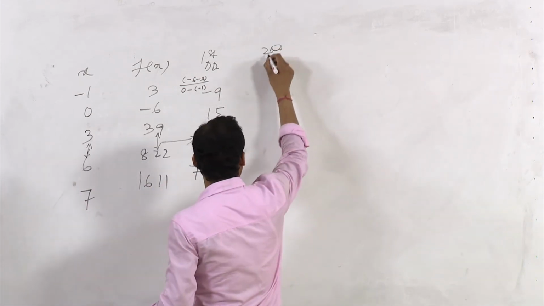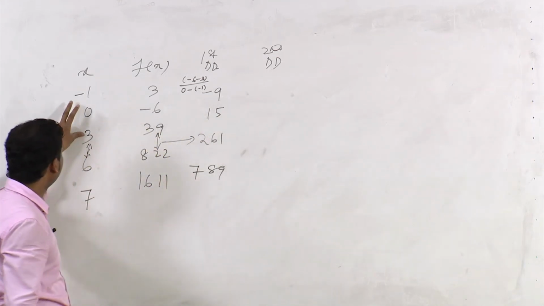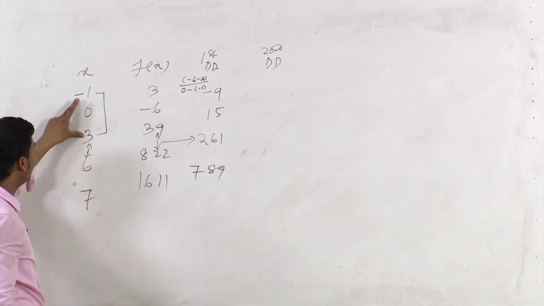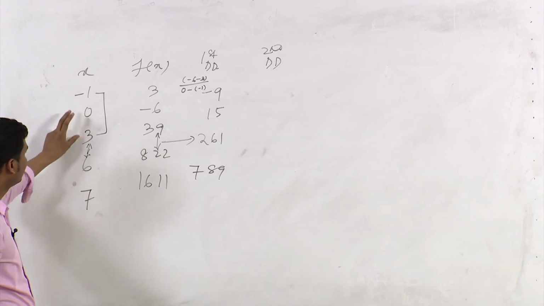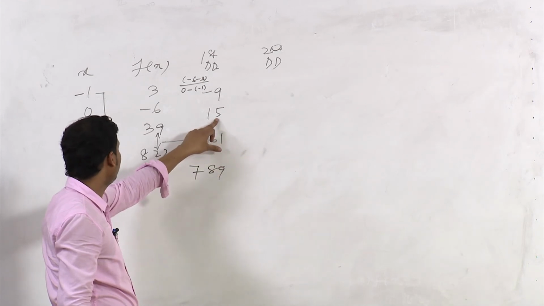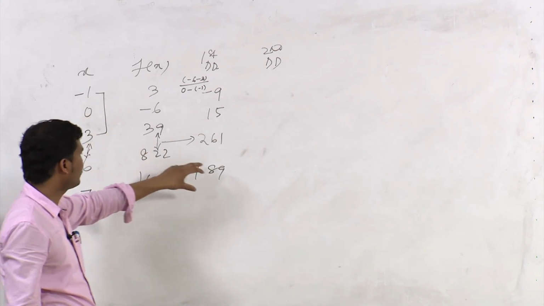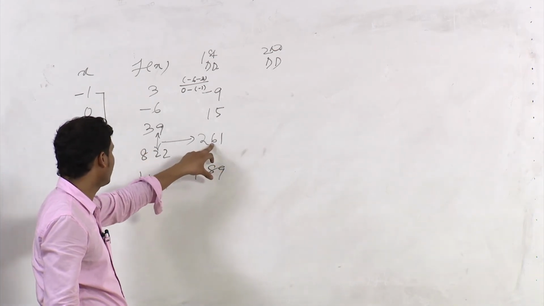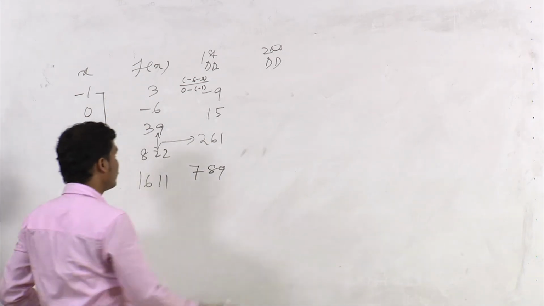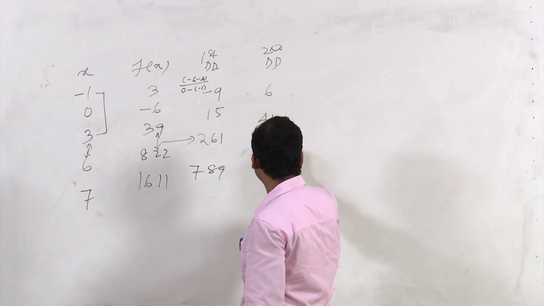Next, we go for the second order divided difference, that is 15 minus of minus 9 divided by 3 minus of minus 1. For the second, taking the divided difference of 261 minus 15, I consider the difference of 6 minus 0. The next one is 789 minus 261, divided by the difference of 7 minus 3. So, this divided difference produces the values 6, then 41, then 132.